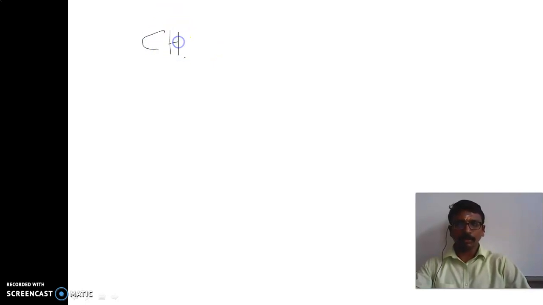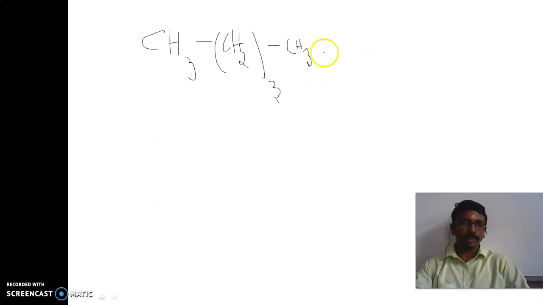Pentane means how many carbon? 5 carbon, that is CH3, CH2. So how many CH2 is in between in pentane? How many children? 3. And CH3. So totally how many carbon? 1, here 3, totally 4, and here 1 plus 1, 5. So it is pentane. So in that we have to remove one hydrogen.